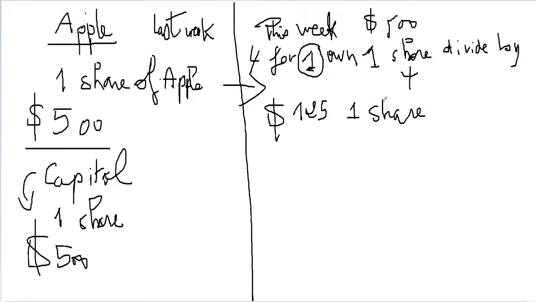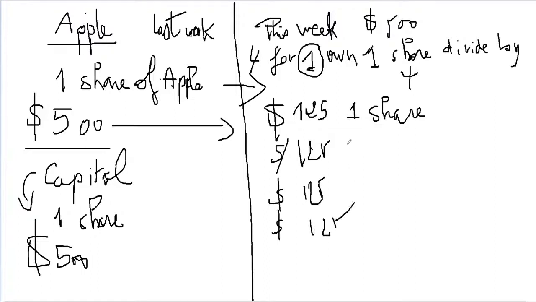But how many shares do we have? Since we have 4 for each one, for each 500, you will have 4 shares. So you will have 125, 125, 125, so in total you have 4 shares. So is it understood? It's as simple as that. Now here, last week, you have only 1 share. When you go to your account this week, you will find 4 shares of Apple, but the price has changed from $500, it becomes $125. This is just an example.